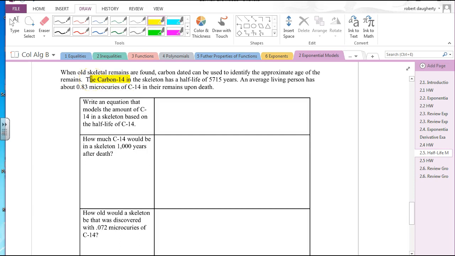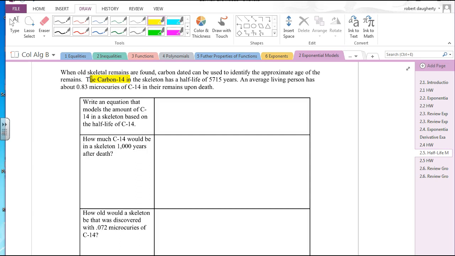The carbon-14 in a skeleton has a half-life of 5,715 years. That means when you die, you're made up of your living being, you have carbon. It takes 5,715 years for half of that carbon-14 to leave your skeleton. So they can measure how much carbon-14 is in a bone that they find, and then estimate how old that bone was based on how much is left. So write an equation that models the amount of C14 in a skeleton based on the half-life, okay?